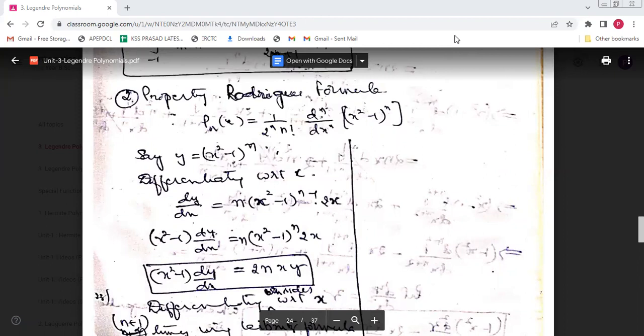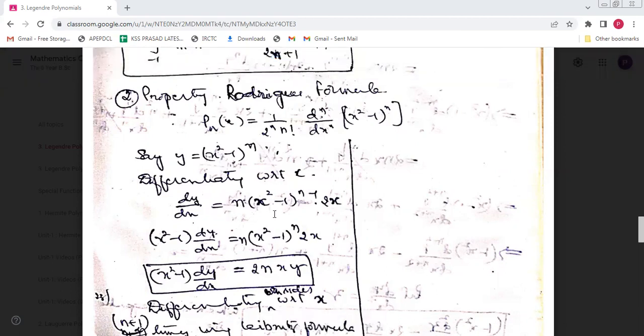Now we know that y is equal to x square minus 1 whole power n. Now differentiate with respect to x, then what is going to happen? dy by dx equal to n into (x square minus 1) whole to the power of n minus 1 times 2x.